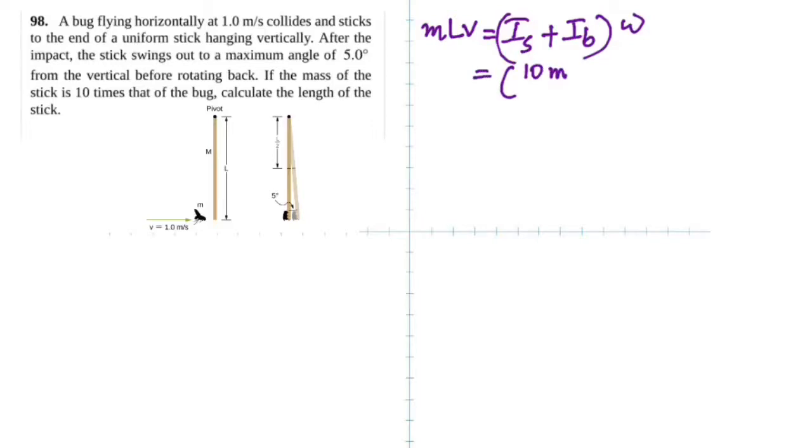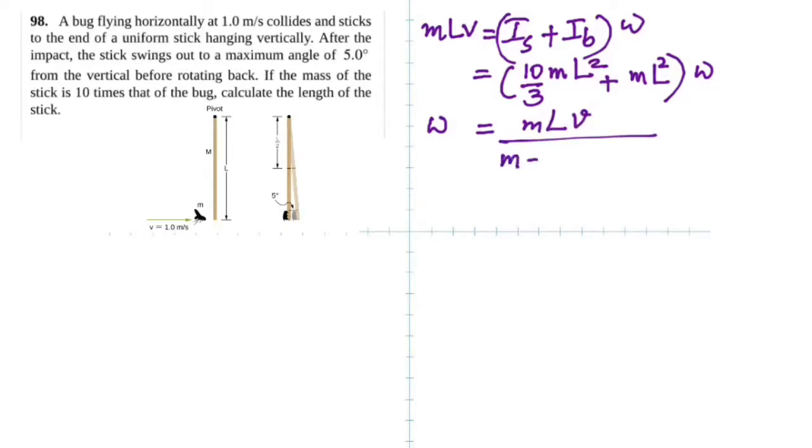Now the stick has 10 times the mass of the bug, so 10mL squared by 3. Why? Because the rotational inertia of a stick is actually mass times its length squared by 3, right? About one end. Plus that of the bug is just mL squared. So rearrange that to get omega, which comes out to be 3v by 13 times the length.